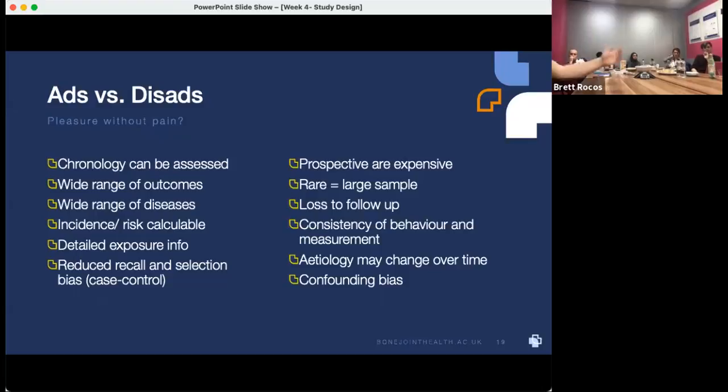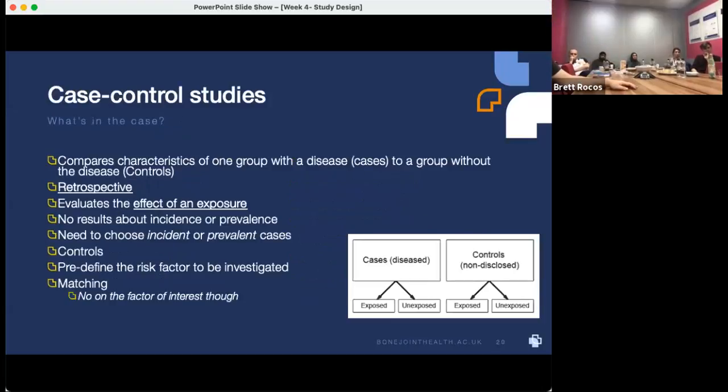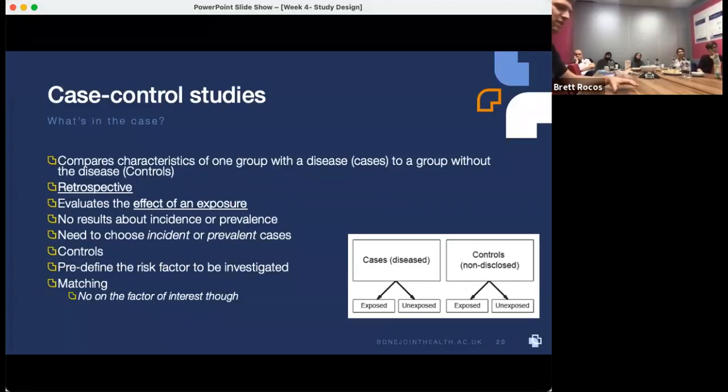Confounding bias, of course, we can't control for those. Case control studies. Now, it took me a while to get my head around these, to work out what the difference between this and a cohort was. Essentially, you're taking people with the disease and without the disease and just looking back and going, well, what was different between them? It's kind of a point in time type thing.